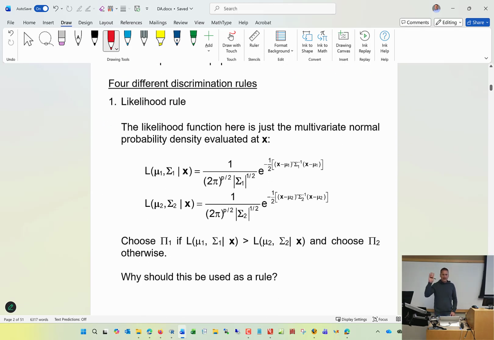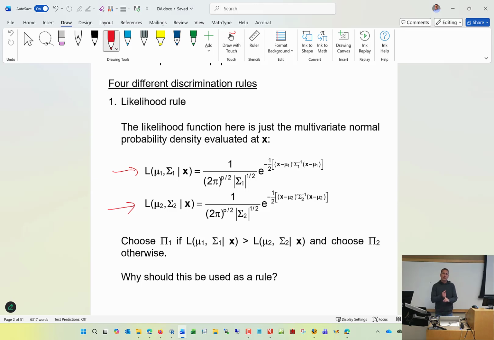There are 4 different, let's say, what's called discrimination rules relative to discriminant analysis. And they all are interrelated to one another. The most general of these rules is called the likelihood rule. That's why we were looking at the likelihood function. And so now in this context, for this situation where the populations are characterized by multivariate normals, we can write out 2 different likelihood functions.